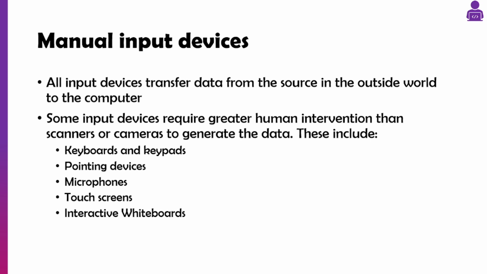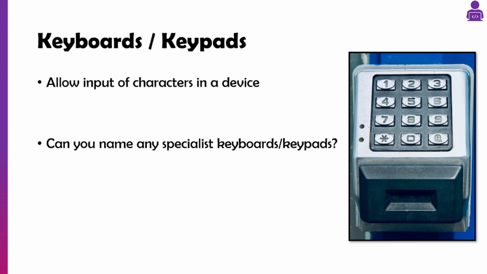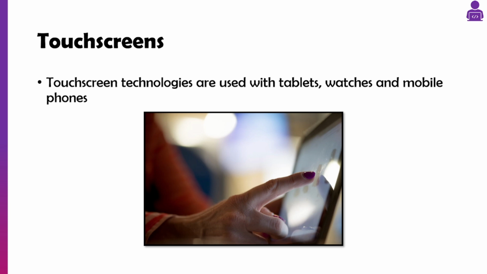However, mice and keyboards, keypads, microphones, touchscreens, anything you've got to as a human touch and use is a manual input device. So we've got keyboards, you've got to type, you've got to click on things. So ATMs have them, keyboards, specialist keypads like McDonald's, for example, they'll have a specialist keypad to order burgers and things. So they're all manual input devices. Touchscreens, you could argue that they're both input and output, but they still take an input.